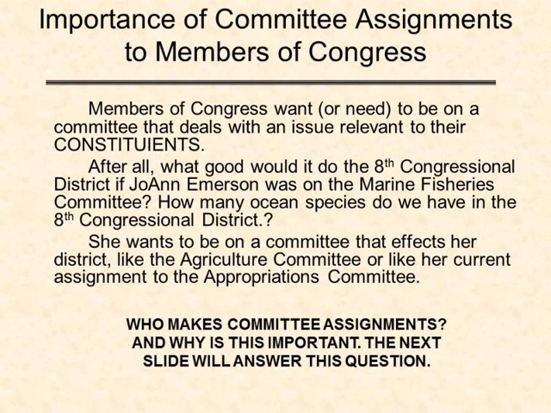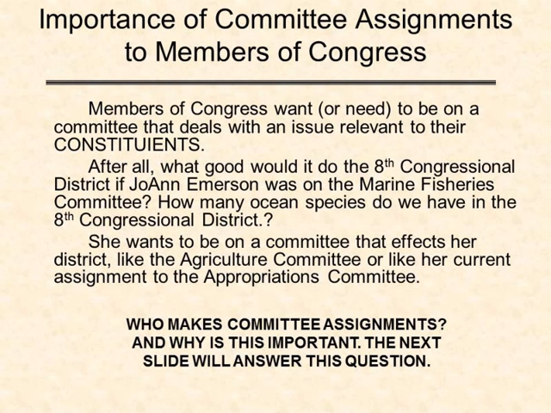I helped write a bill that guarantees that every lobster fisherman in Maine will make another $100,000 this year. What are the voters in the 8th Congressional District of Missouri going to say? What does lobster fishing have to do with me, who lives in the 8th Congressional District? So what Joanne Emerson needs to do is get herself on a good committee that can help her deal with issues relating to her constituents, her district.